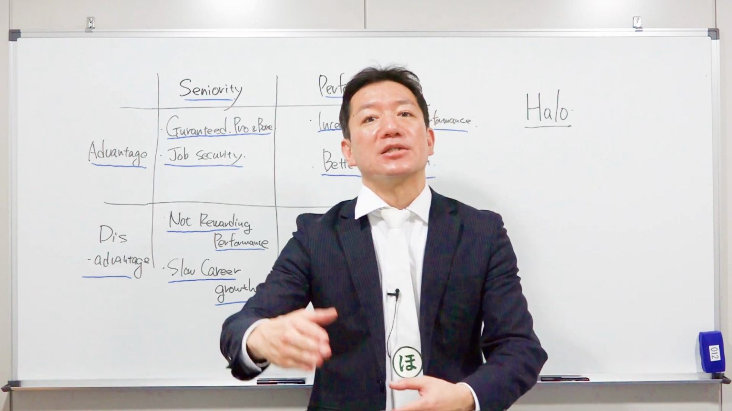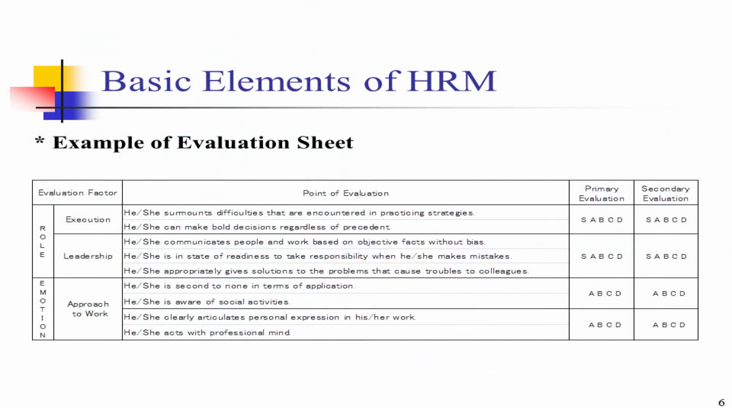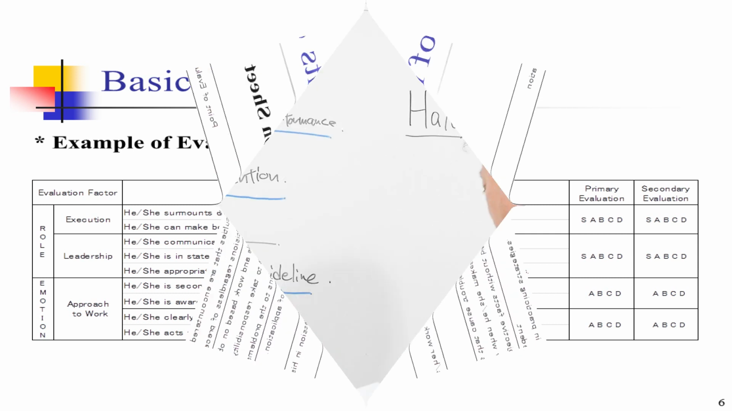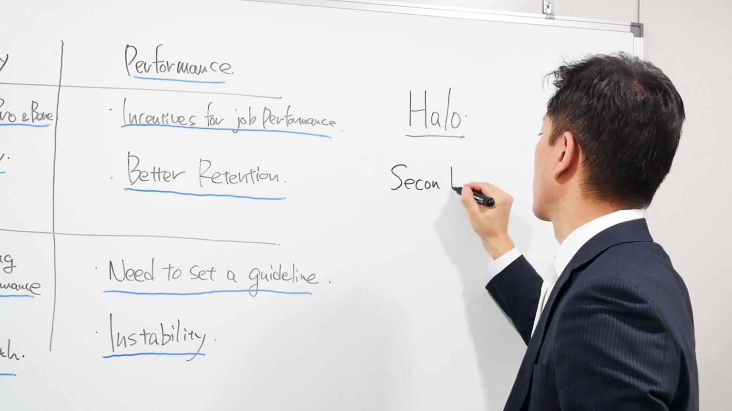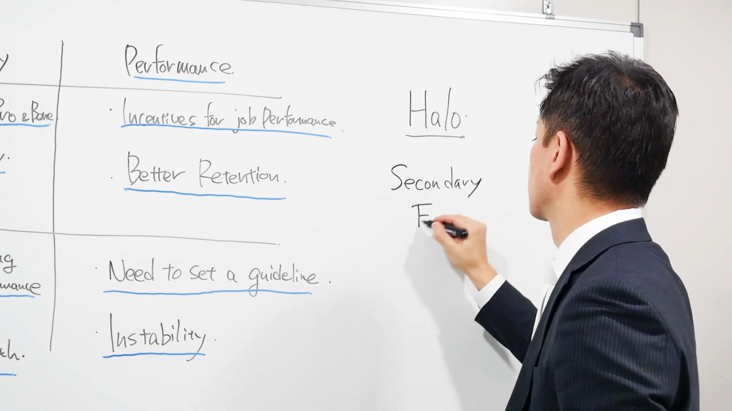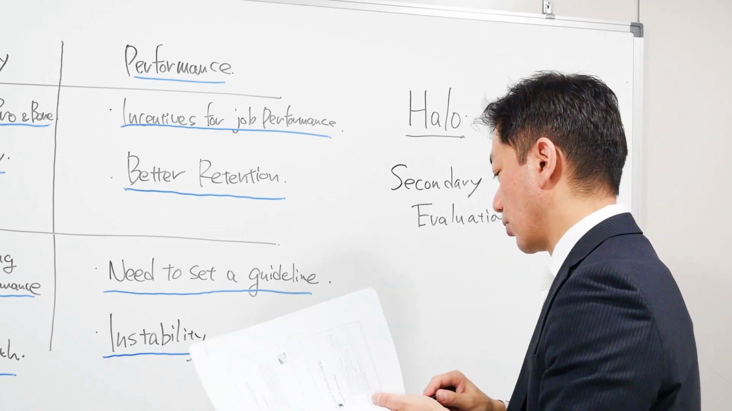Then how are we going to do that? The important point is the last slide. Please have a look at slide number 6. Example of evaluation sheet. This is just a brief example of an evaluation sheet. I just want you to have a look at the right side up. Then you can find a word, secondary evaluation. Let me write it down on the whiteboard here. Secondary. This is the important point.